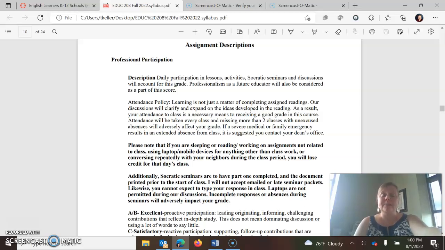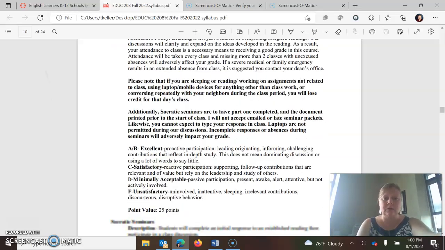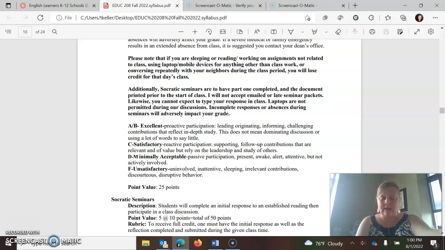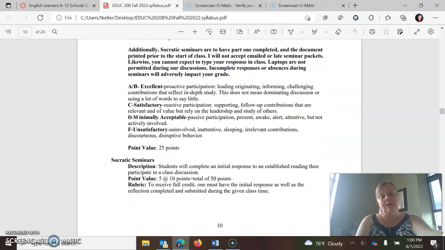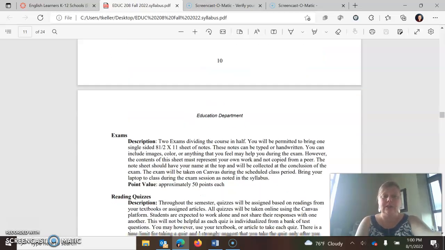So laptops are permitted if you are taking notes, or if that's important for you to take notes in the PowerPoints, or you'd like to have that capability. But laptops are not permitted during our discussions and during our conversations together. Often I feel that sometimes we can hide behind our laptops, and it's important for us to have conversations and community. So you can see the way that class participation is considered in this course, and those also connect to our Socratic seminars. So we'll talk more about those in detail, but just know that that information is here.